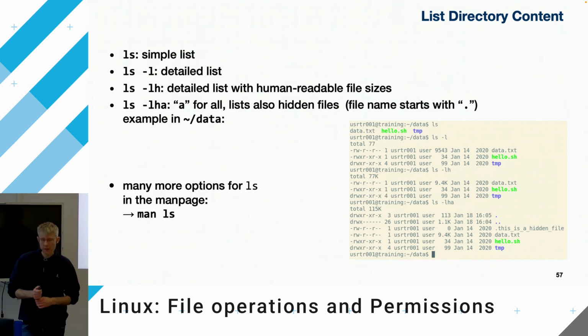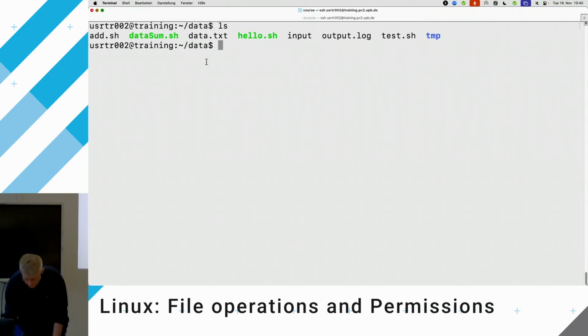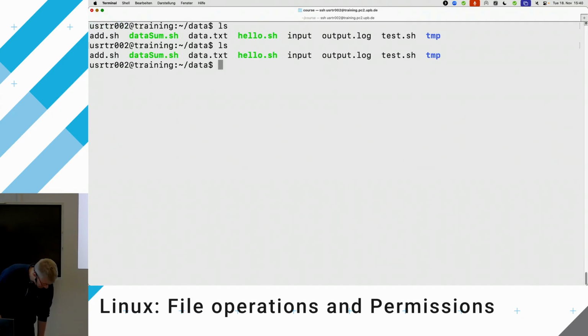We've already seen the ls command, so simply listing the files in the folder. Let's take a look. Just ls will give you this output, and you see that there are different colors used for different types of files.